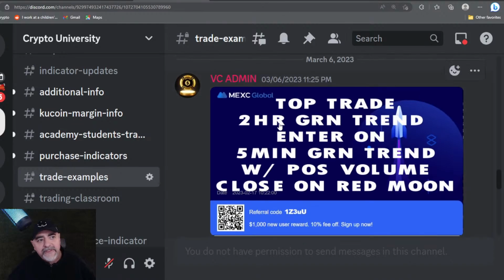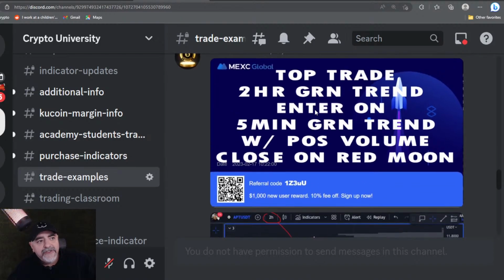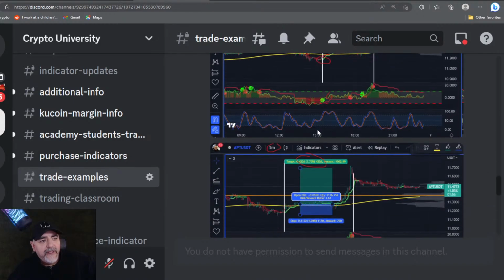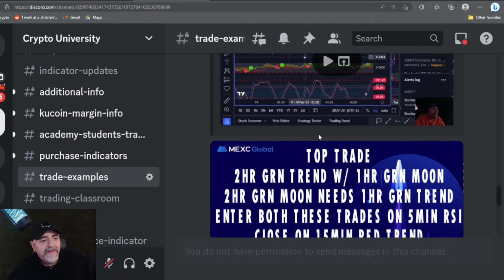And right here, a top trade. 2-hour green trend, enter on the 5-minute green trend. Once again, we're working on the 2-hour. Enter on the 5-minute green trend with positive volume, and close on the 5-minute red moon. So if you have a 2-hour green trend, you enter on the 5-minute green trend with positive volume. That's one trade.